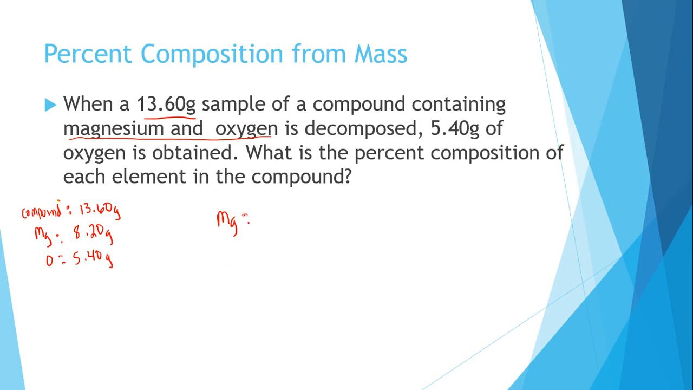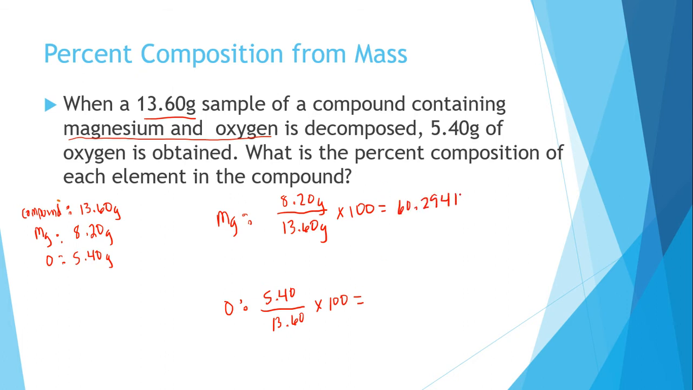So it says of each element, so I'm going to set up magnesium and oxygen. Now magnesium's mass was 8.20 grams. The total mass was 13.60, multiplied by 100. Oxygen's was 5.40 divided by the 13.60 times 100. When you go ahead and solve these out, you get 60.29411765 for magnesium, and for this one you get 39.70588235.